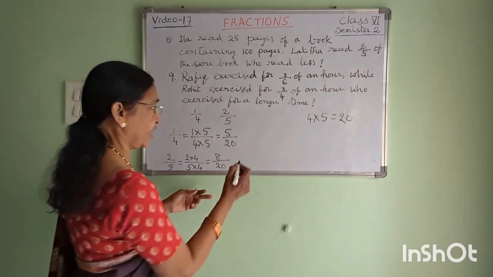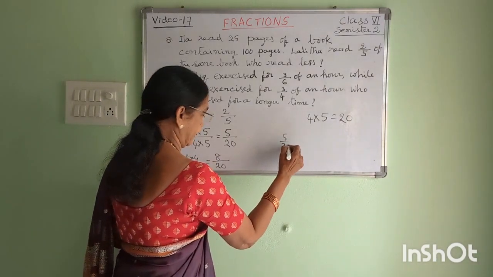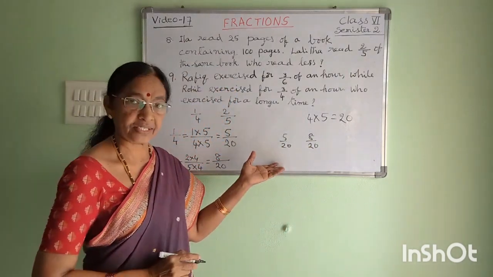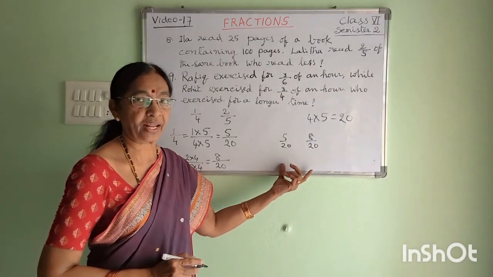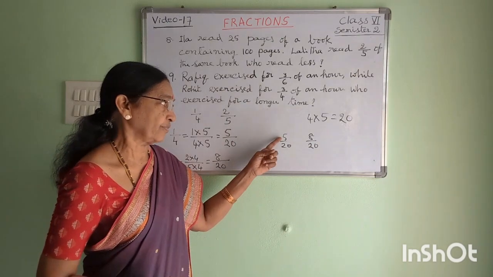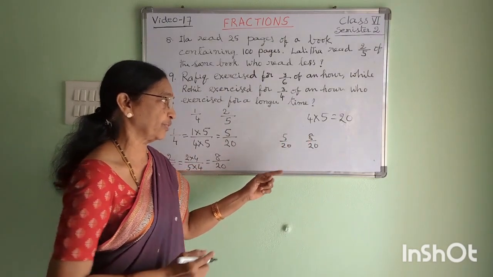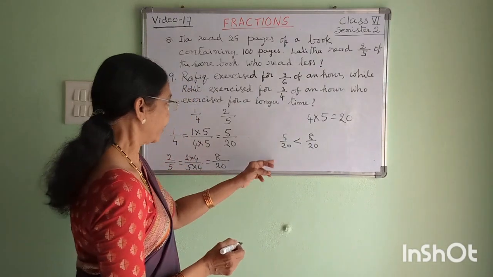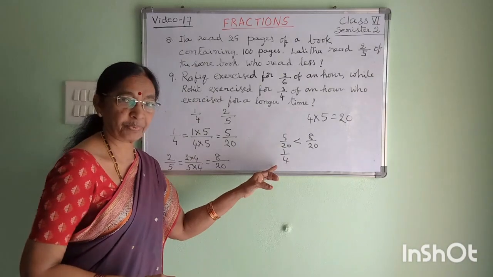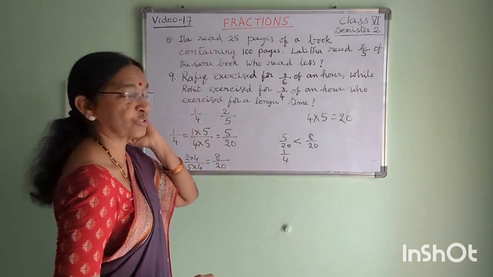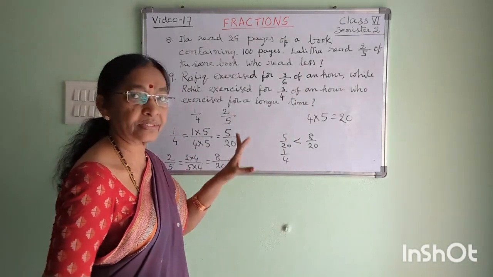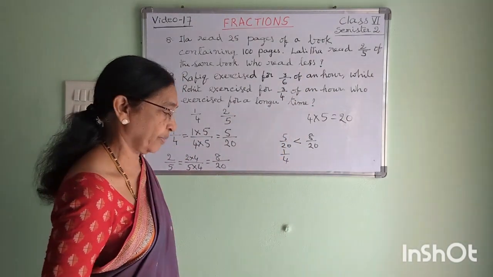So which is less among 5 by 20 and 8 by 20? 5 by 20 is less because these two are like fractions. Therefore, we compare the numerators, and 5 is less than 8. Therefore, 5 by 20 is less than 8 by 20. 5 by 20 is 1/4, the fraction of the pages read by Ayla. So, who read less? Ayla read less. The answer is Ayla. Ayla read fewer pages.